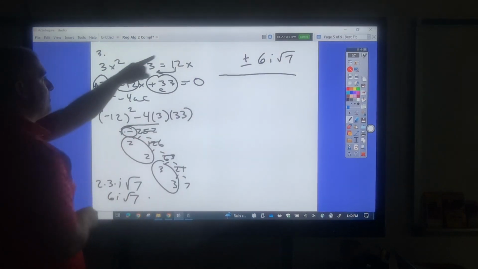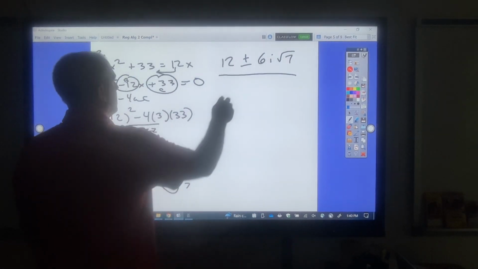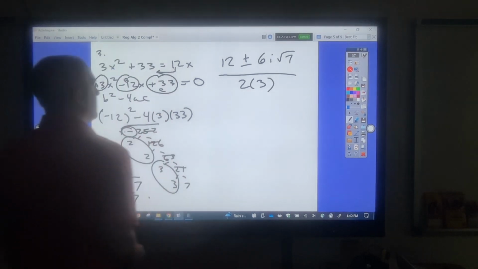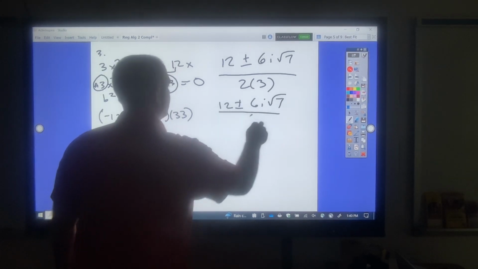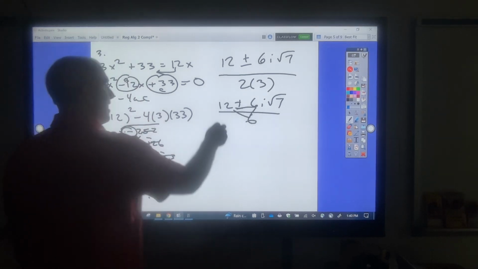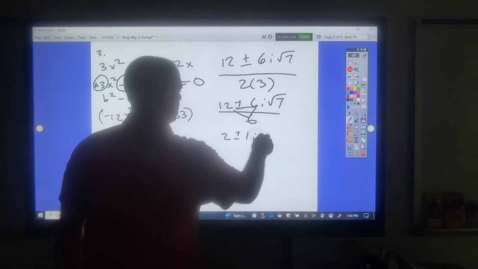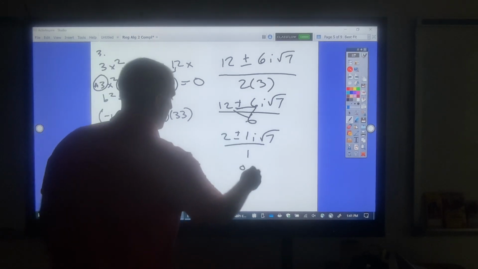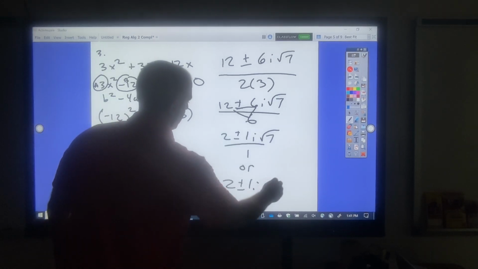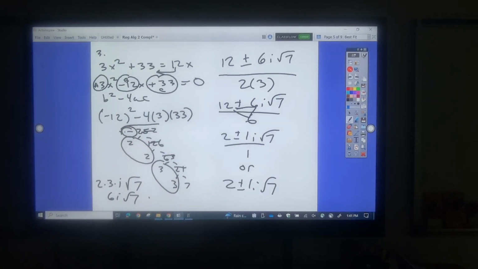Okay, this is opposite of b, so that'd be 12. This is going to be 2 times 3, so that's 12 plus or minus 6i square root of 7, all over 6. Now, they could all be divided by 6, so 2 plus or minus 1i square root of 7. You can put this as a 1, or you could just leave it like that. Okay, all right, either way is fine.